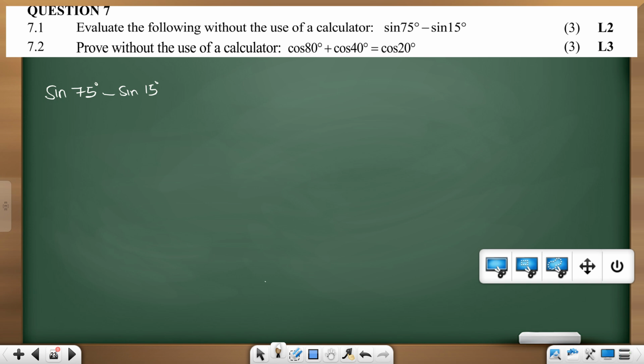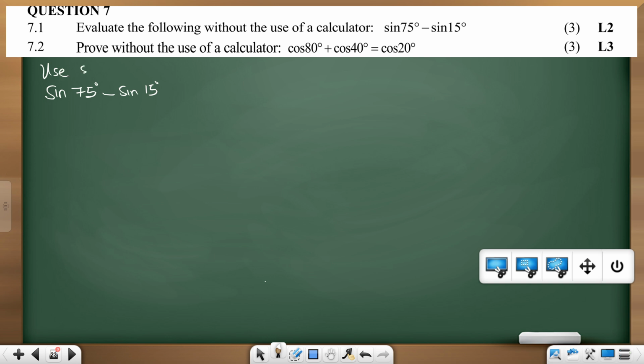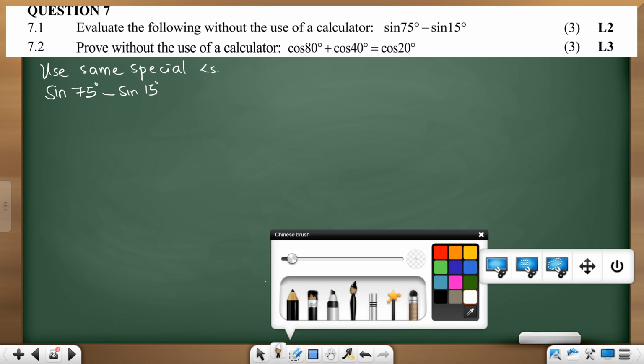Okay. How do I go about this question? Please look up. Just bear with me for now. Guys, I've got to work with 2 angles. Try as much as possible to write 75 and 15 in terms of 2 special what? And not just any 2 special angles, the same special angles. Look, a quick way to do that, a smart way.